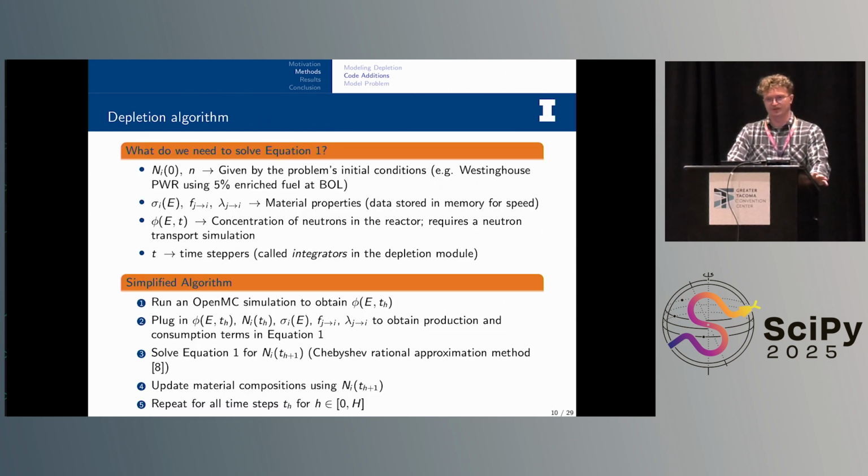So I want to talk a little bit more about the specifics of how we would run a depletion simulation. We need an initial value for n, the nuclide density. This is given by the user's input and the problem's initial conditions. You could have a pressurized water reactor using 5% enriched fuel. Your cross-section, your reaction yield, and your decay constants, those come from material properties that are provided by data libraries. This data is loaded into memory for speed because there's a lot of it.